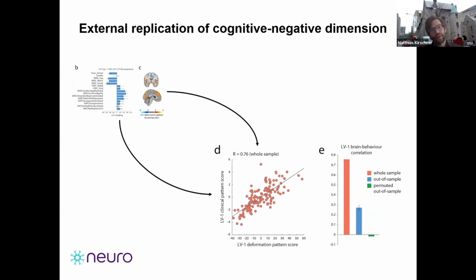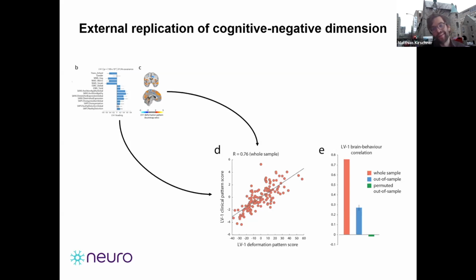So as I mentioned before, the reason why I focus only on this first latent variable is that this first latent variable explained most of the variance in our data, in total almost 30%. And as you can see in figure D, it also showed a high correlation between the clinical and the neuroimaging scores. This is something we would expect because partial least squares tries to optimize the correlation between these two data sets.